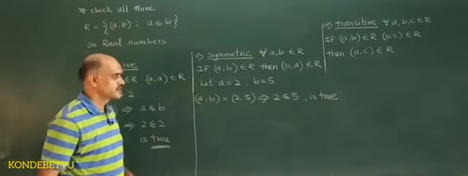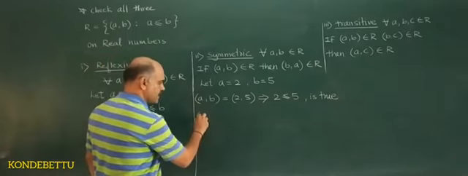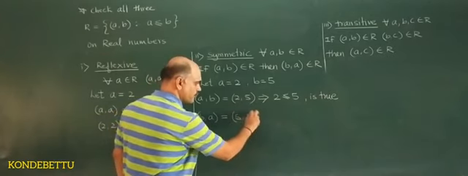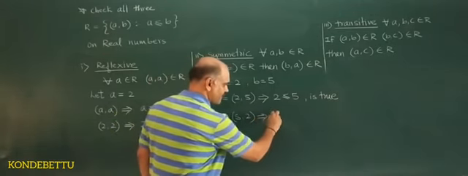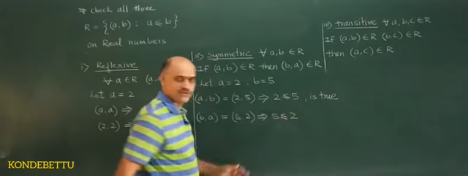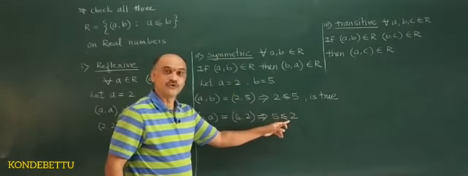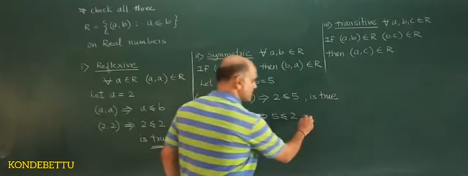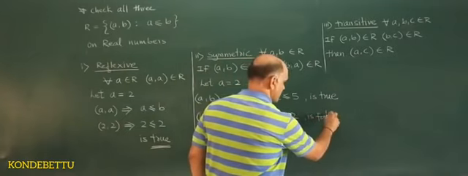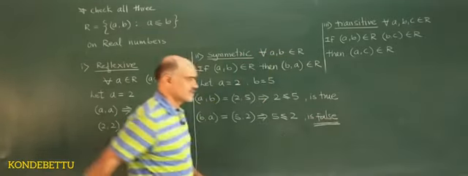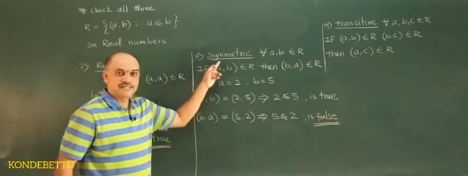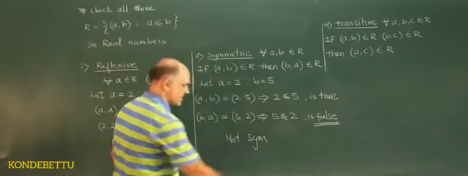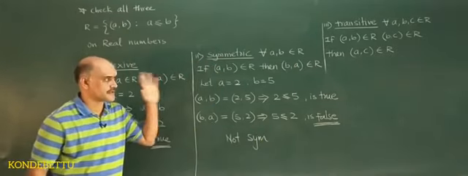Similarly, in reverse, if I take (b, a), that means (5, 2). (5, 2) implies 5 is less than or equal to 2. Is this true? No. 5 is not less than 2; 5 is greater than 2, so it is false. Therefore, the given relation is not symmetric.